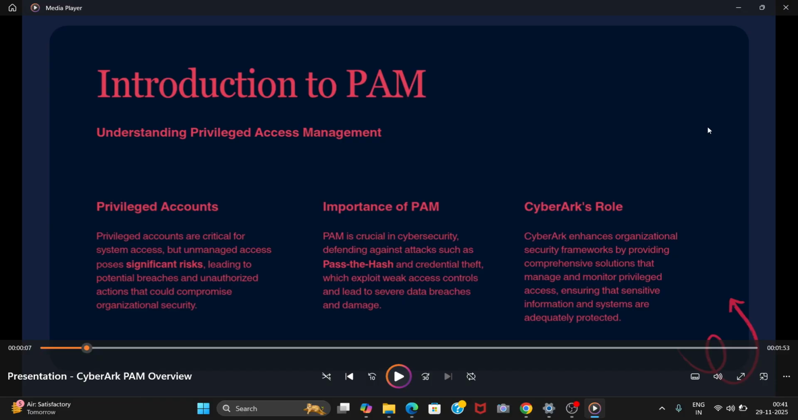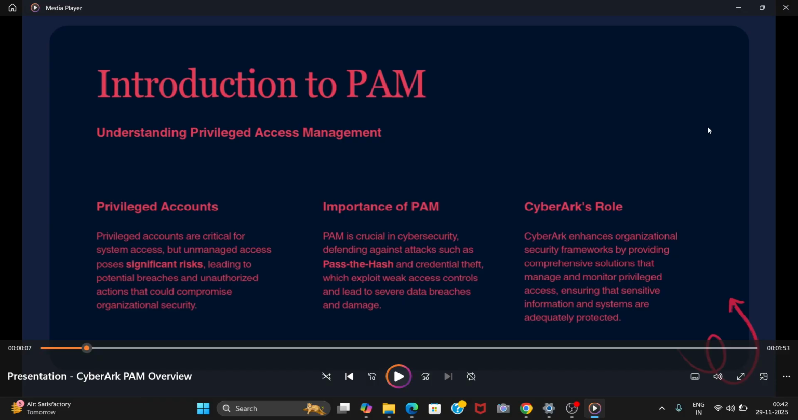The word itself tells us: privilege means higher level or superpower access. What are those superpower accesses? One simple example we can take. If we have a simple ID of a user who has recently joined the organization, for that user we need to give some access first, so that the user can perform specific actions in the system, or can do specific work in the system.